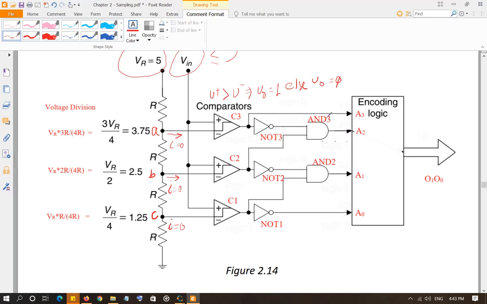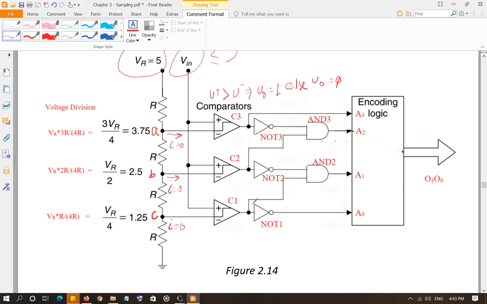And then the output of each of these becomes the input of the encoder. So I'm calling them, the most significant input is A3, A2, A1, and then finally A0. And the output of the encoder is 2-bit. It's a 2-bit converter. So the outputs have 2 bits, output 1 and output 0. Most significant bit, output 1, and then the least significant bit, output 0. And we're going to discuss what is inside the encoder as well.